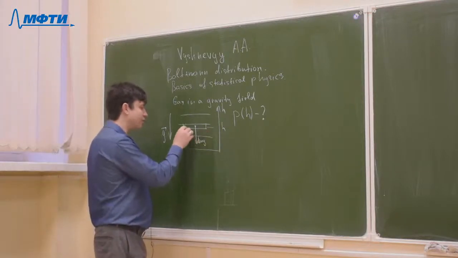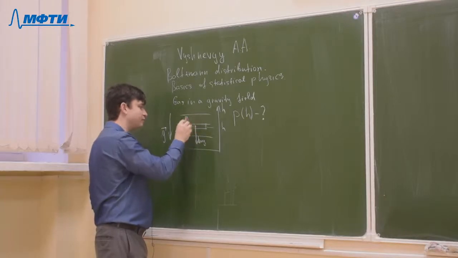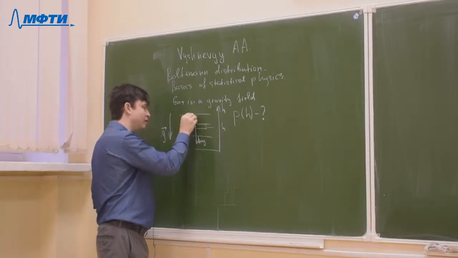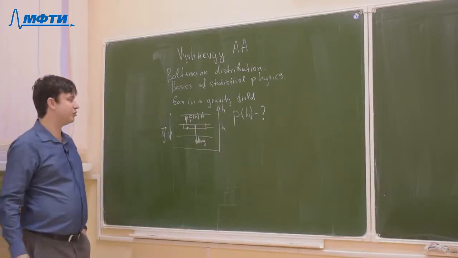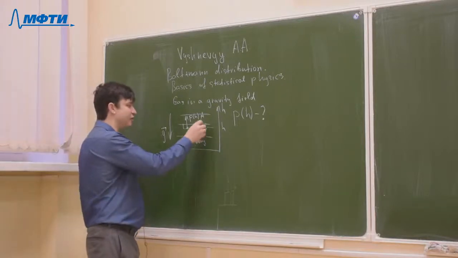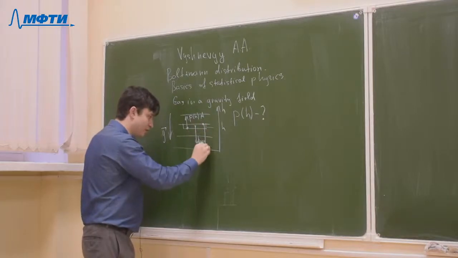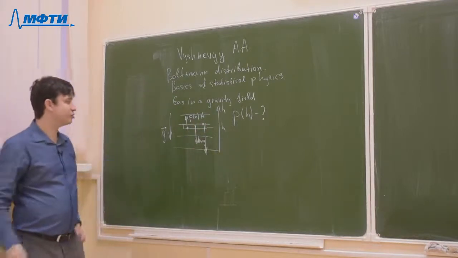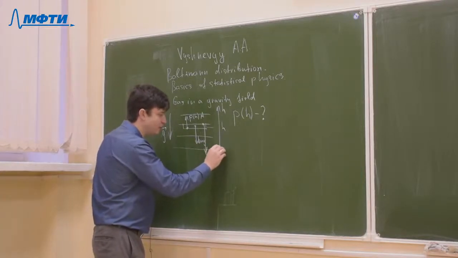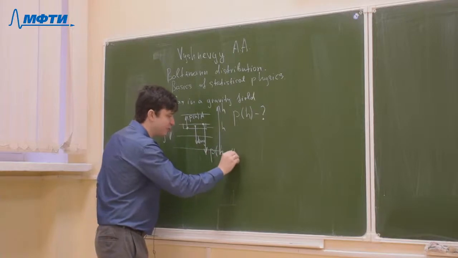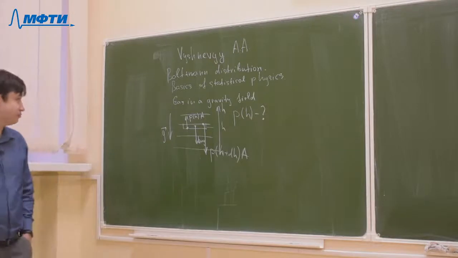Also, we have a pressure acting from the bottom upwards, P of h multiplied by cross-sectional area of this portion of gas. And there is also a pressure force acting on the top side of this portion of gas, and the force will be equal P of h plus dh multiplied by cross-sectional area of this portion of gas.